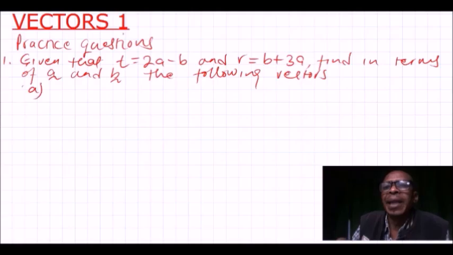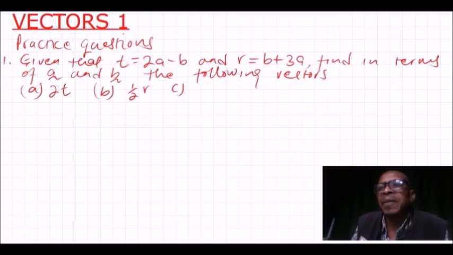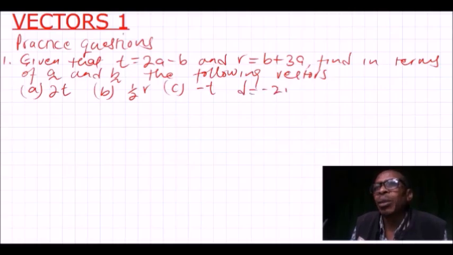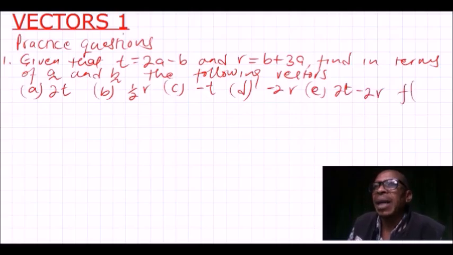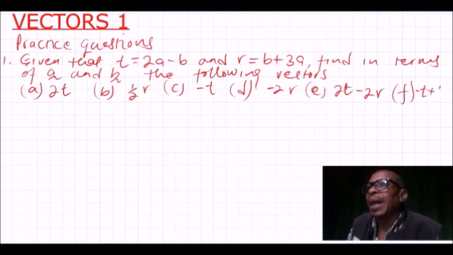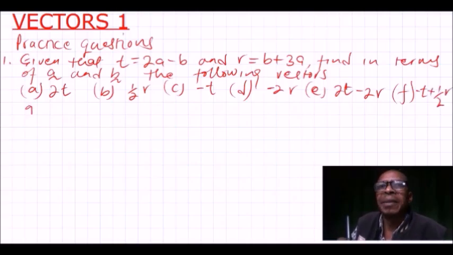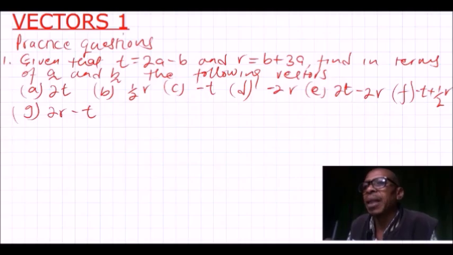So you have A, 2T, B, we have a half R, we have C, we have minus T, we have D is equal to minus 2R, E, we have 2T minus 2R, we have F, we have minus T plus a half R, that is F. G, we have 2R minus T. So you can write those vectors in terms of A and B.